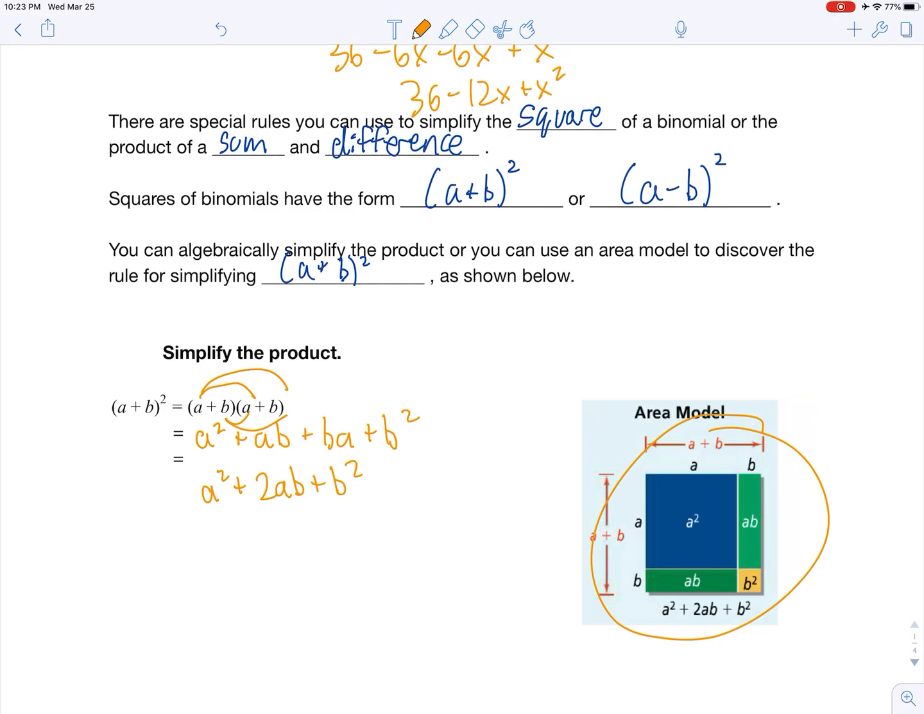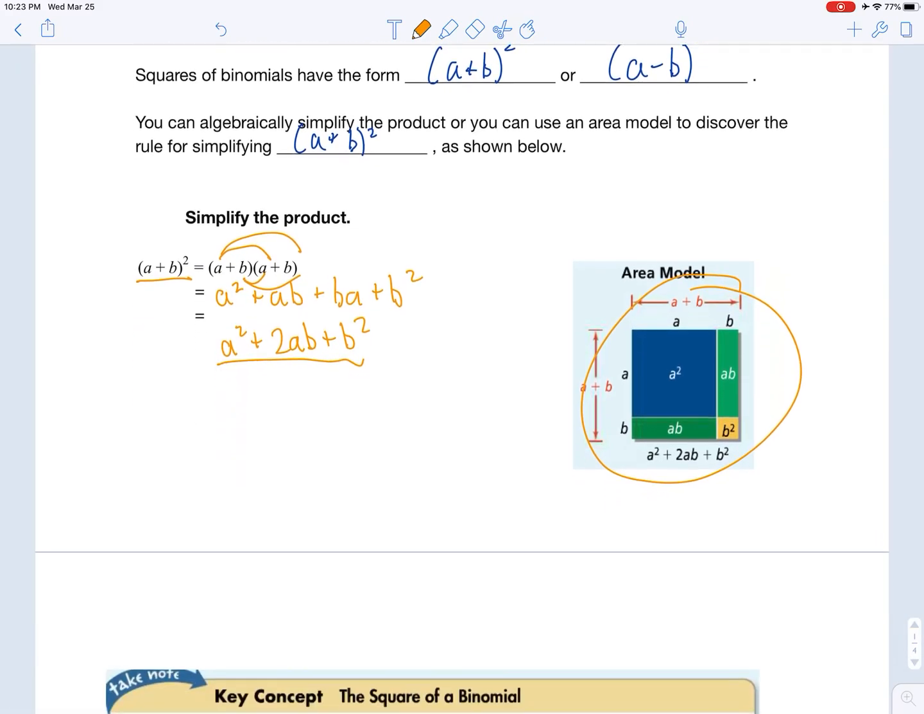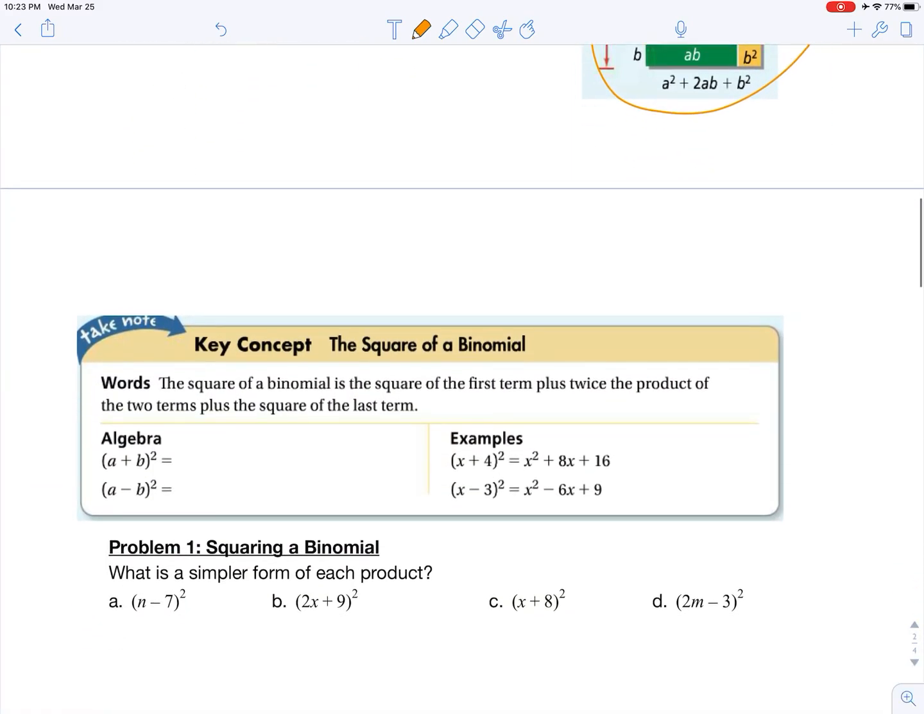What we've actually done is discover a shortcut. Because since we can only deal with this square of a binomial and it's not going to change, that means I'm always going to be getting this result. So bringing us down to our key concept, square of a binomial, we've just found the formula for it. Square of a binomial is the square of the first term, so that's your a squared, plus twice the product of the two terms, that's plus 2ab, plus the square of the last term, so that's plus b squared. And that's going to follow that step every time as long as I'm dealing with the square of a binomial.